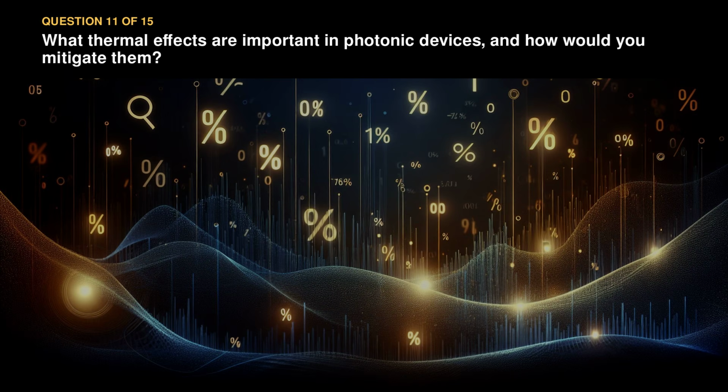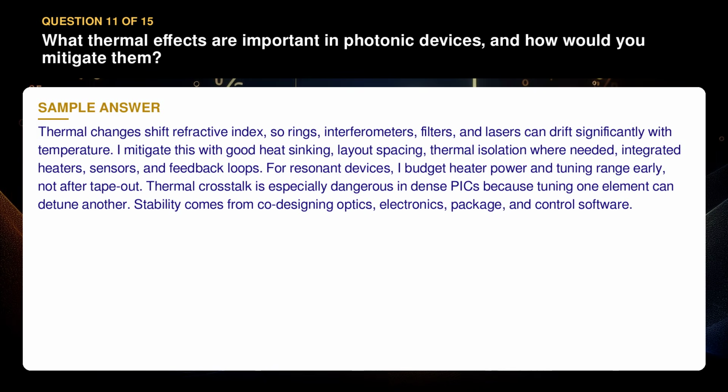Question 11. What thermal effects are important in photonic devices, and how would you mitigate them? Thermal changes shift refractive index, so rings, interferometers, filters, and lasers can drift significantly with temperature. I mitigate this with good heat sinking, layout spacing, thermal isolation where needed, integrated heaters, sensors, and feedback loops. For resonant devices, I budget heater power and tuning range early, not after tape-out. Thermal crosstalk is especially dangerous in dense PICs because tuning one element can detune another. Stability comes from co-designing optics, electronics, package, and control software.